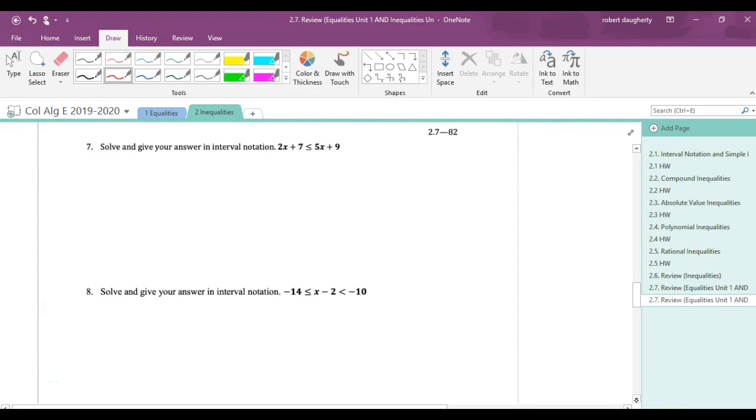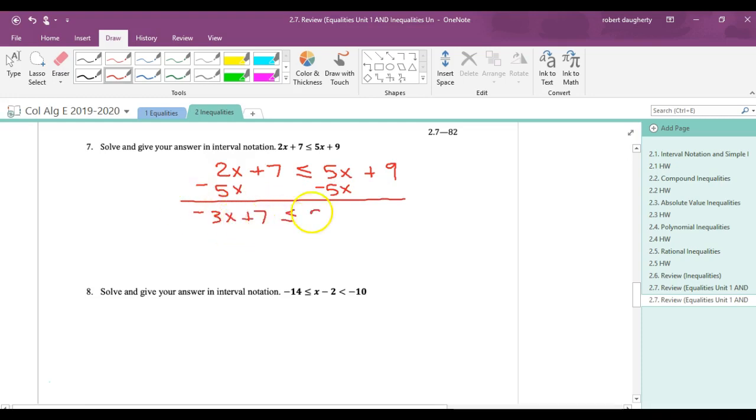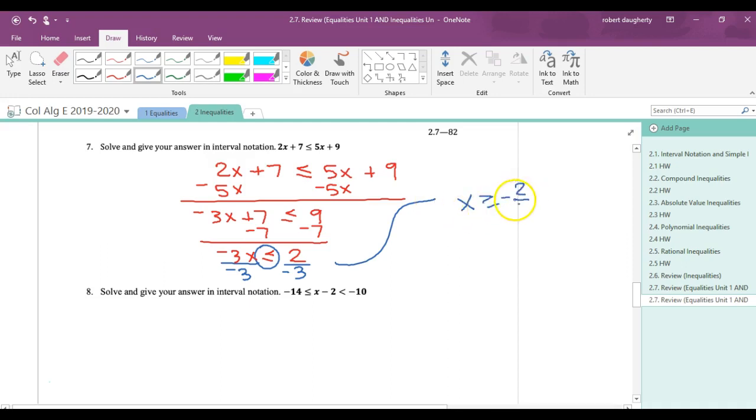Here I have a simple inequality. 2x plus 7 less than or equal to 5x plus 9. If I subtract 5x from both sides, I get negative 3x plus 7 less than or equal to 9. Subtract 7 from both sides, negative 3x less than or equal to 2. Now I'm going to divide both sides by negative 3, and I'm going to have to flip that sign. So I get x greater than or equal to negative 2/3.